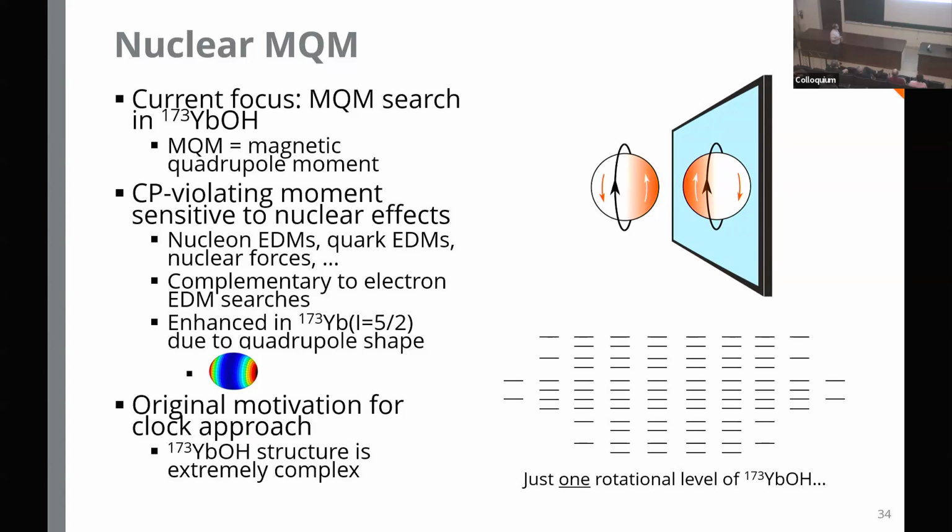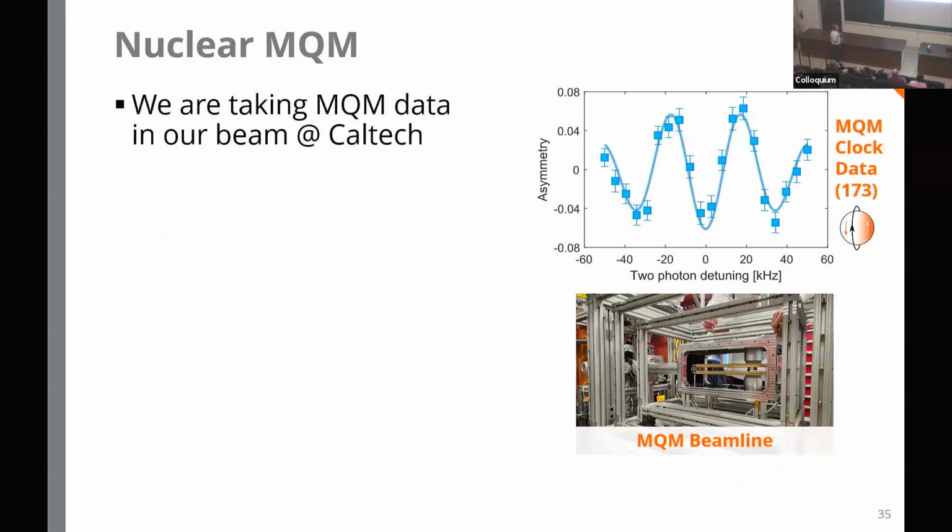And in fact, this was the original motivation for developing this clock approach, because the structure of this molecule is extremely complicated. This is just one rotational level. This is all the hyperfine structure in one rotational level of 173 YbOH. And doing a traditional Ramsey type spin precession measurement, or the types of measurements that people have done in molecules like this previously, is essentially impossible. But this clock approach works well.